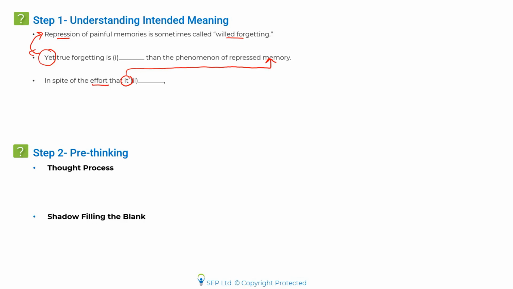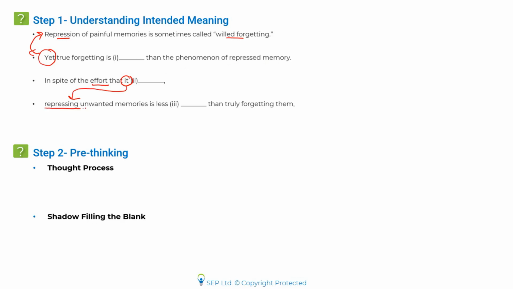So in spite of the effort that something involves, because we're talking about efforts, efforts are undertaken, efforts are involved, efforts are taken, efforts are carried out. So let's see, in spite of the effort that it something repressing unwanted memories. Okay, so now I have it that this "it" is actually referring to this noun form here. Repressing unwanted memories is less something than truly forgetting them.